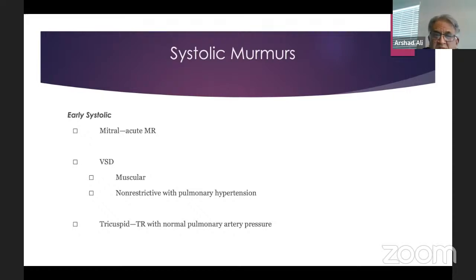Now, systolic murmurs can actually be divided into different types. Early systolic murmur is a murmur of acute mitral regurgitation. It's a murmur of ventricular septal defect, muscular septal defect, particularly in the absence of pulmonary hypertension, and then the tricuspid regurgitation murmur in the absence of pulmonary hypertension.